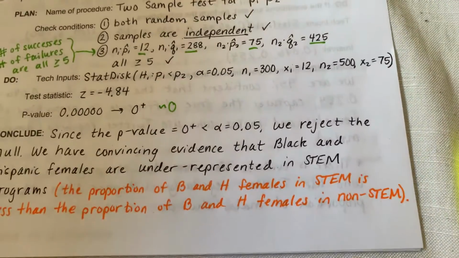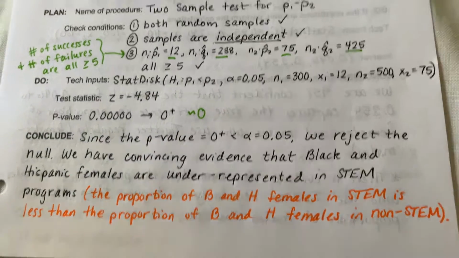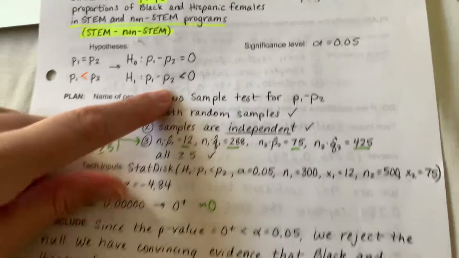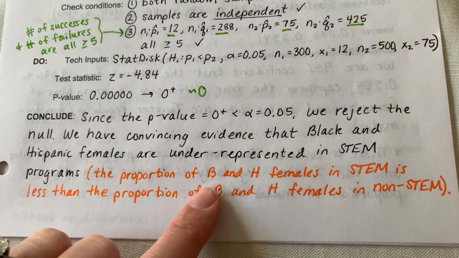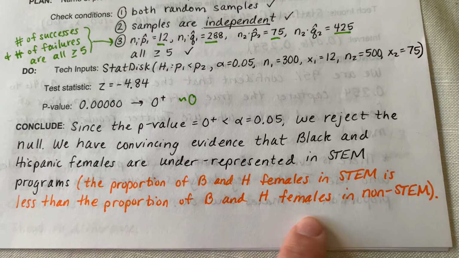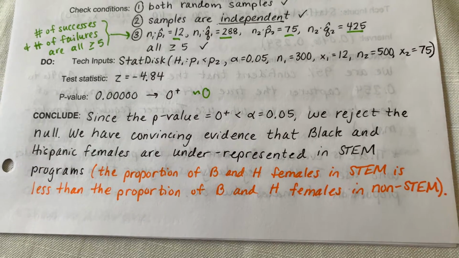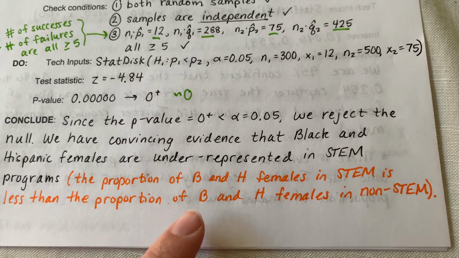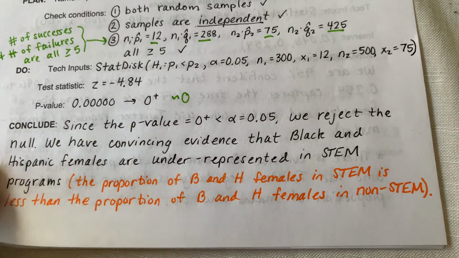But I also wanted to put on here, so I put it in orange and in parentheses, that it's okay to phrase that based on your hypothesis. You can basically change this into words. You can say, we do have convincing evidence that the proportion of Black and Hispanic females in STEM is less than the proportion of Black and Hispanic females in non-STEM. That's what it means for them to be underrepresented, right? So you can choose how you want to write this. Oh, and I got a little bit lazy as I was writing this, so I abbreviated Black and Hispanic. So that's what that stands for.